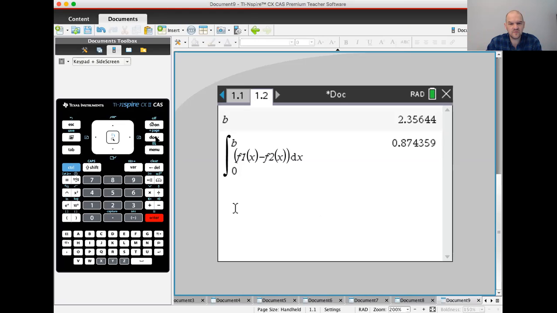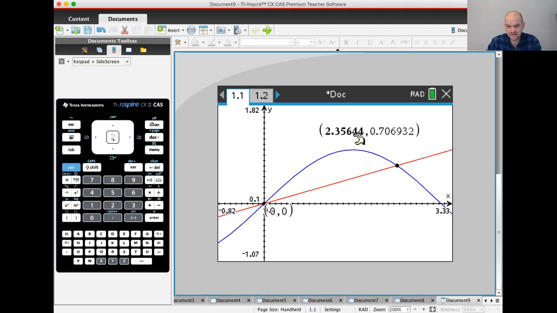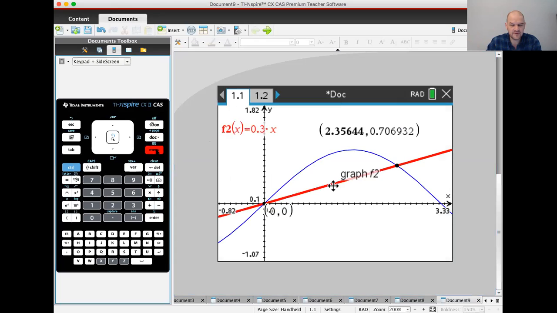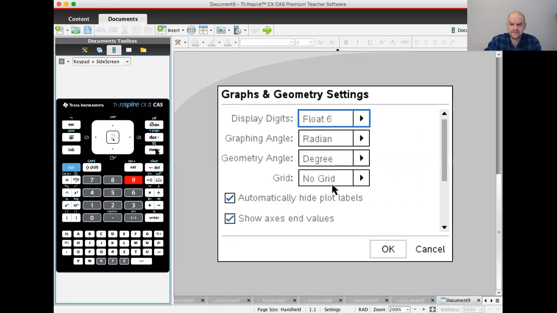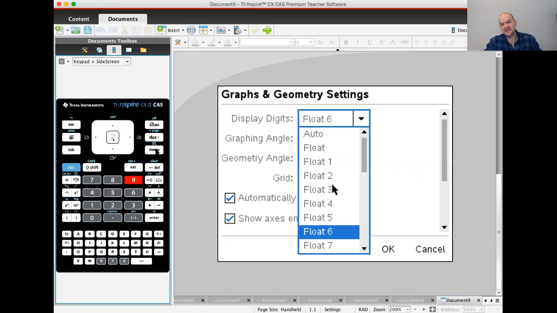Two things. One, I'm going to go back to the graph page. Notice that I got all of these decimals. You may not have gotten all these decimals. If you didn't get them, press menu, press 9, and in display digits, make your display digits float 6.